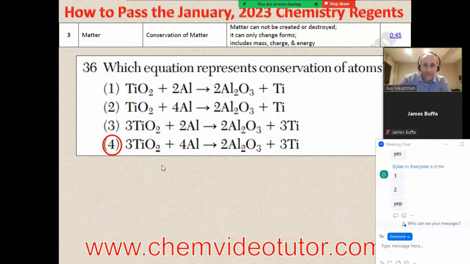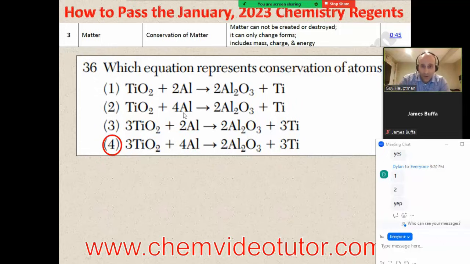But just to go over this, I'll show you with choice 1. You have 2 aluminums here, and here we have 2 aluminums, but there's a 2 as a subscript. So you would distribute this and multiply. Altogether you really have 4 aluminums versus 2. That's not the same. The mass is not balanced. So we could rule that one out right away.